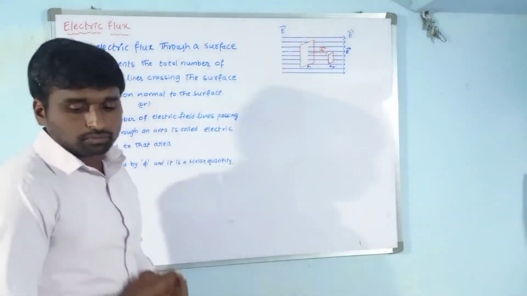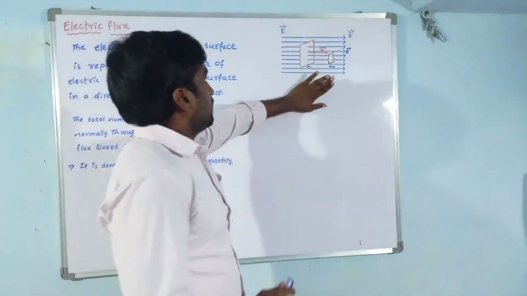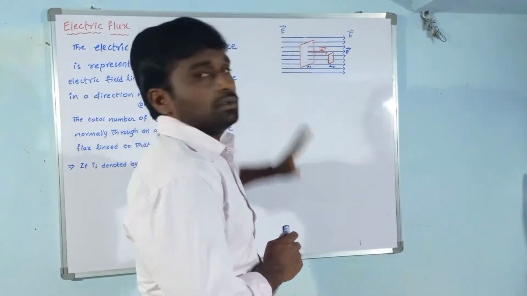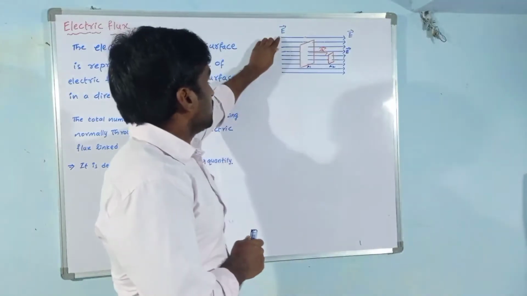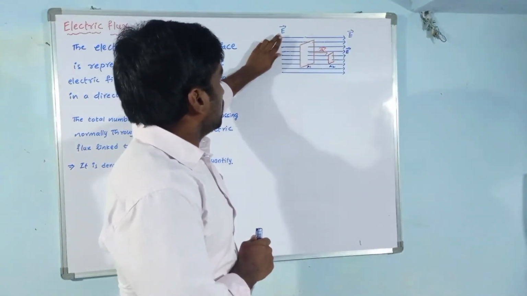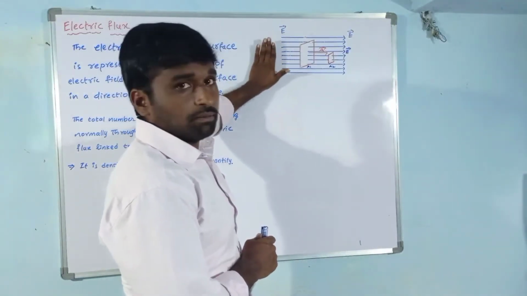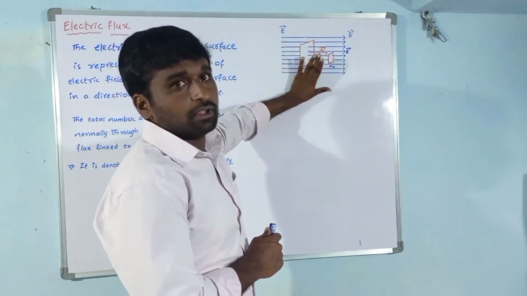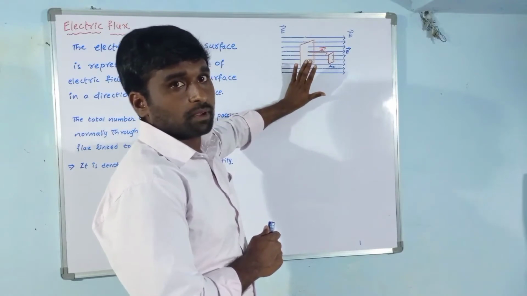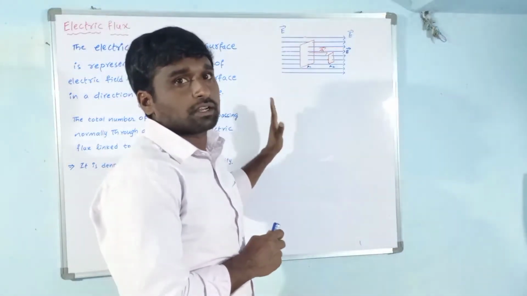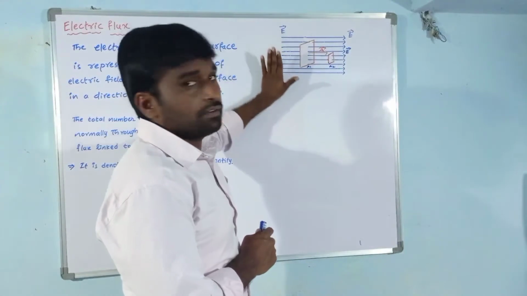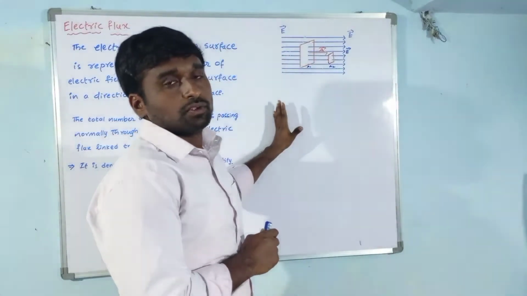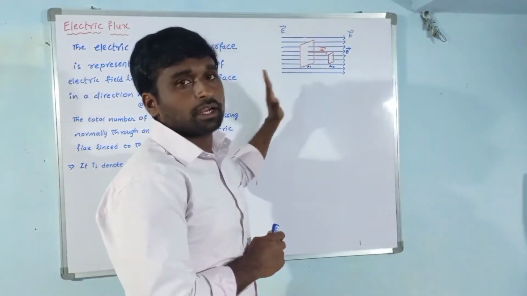See here, I have taken a uniform electric field. How can we say that this is a uniform electric field? The distance between the electric field lines is the same everywhere, which means the electric field intensity is the same anywhere. The lines are equidistant, the spacing between any two lines is the same, so that's why this is called a uniform electric field.